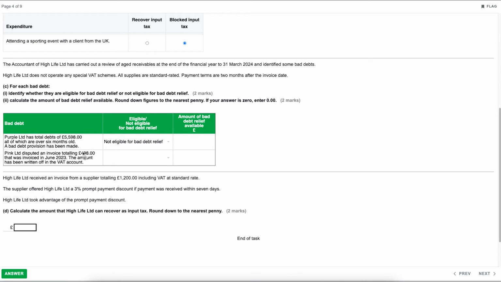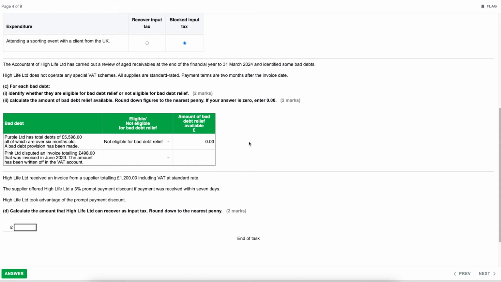And the reason they wouldn't be eligible: it is over 6 months, great, that's a good start. So we need to be over 6 months overdue to be able to claim bad debt relief. However, to be able to claim it, you first need to write it off in your accounts. Simply making a provision would not be enough. It needs to be actually written off to say, we will not receive this money. Because that is not eligible, the amount of bad debt relief available would be 0.00. Don't forget those.